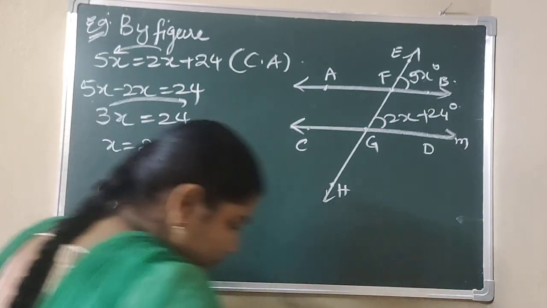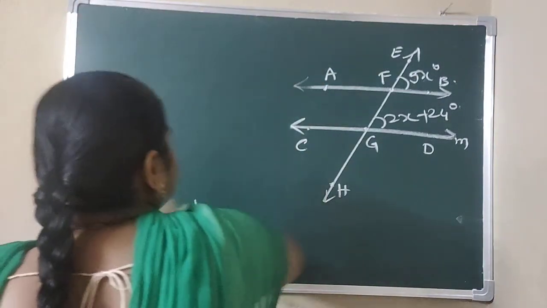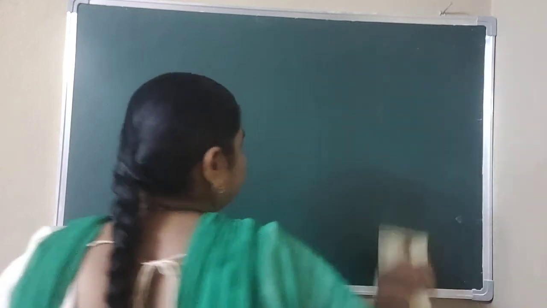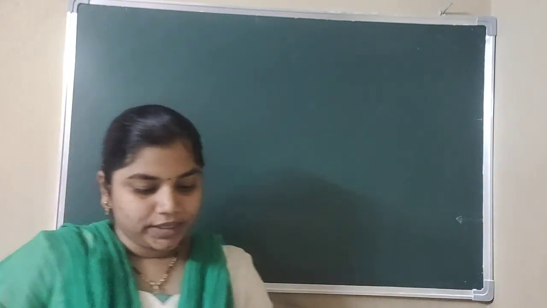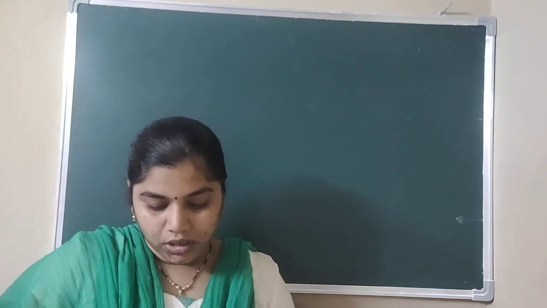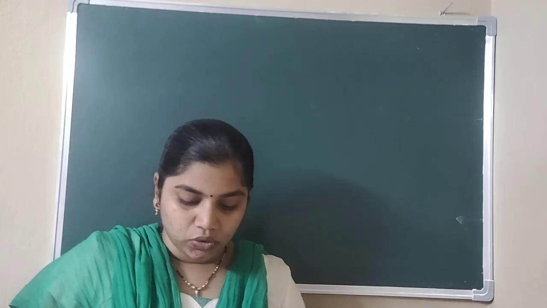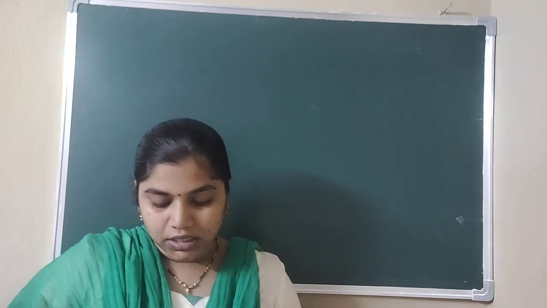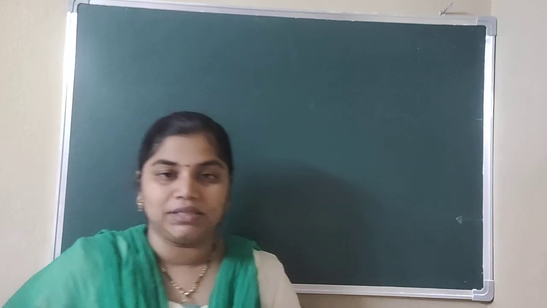Next example. So next is: Hema is 24 years older than her daughter Damini. 6 years ago Hema was thrice as old as Damini. So find the present ages.